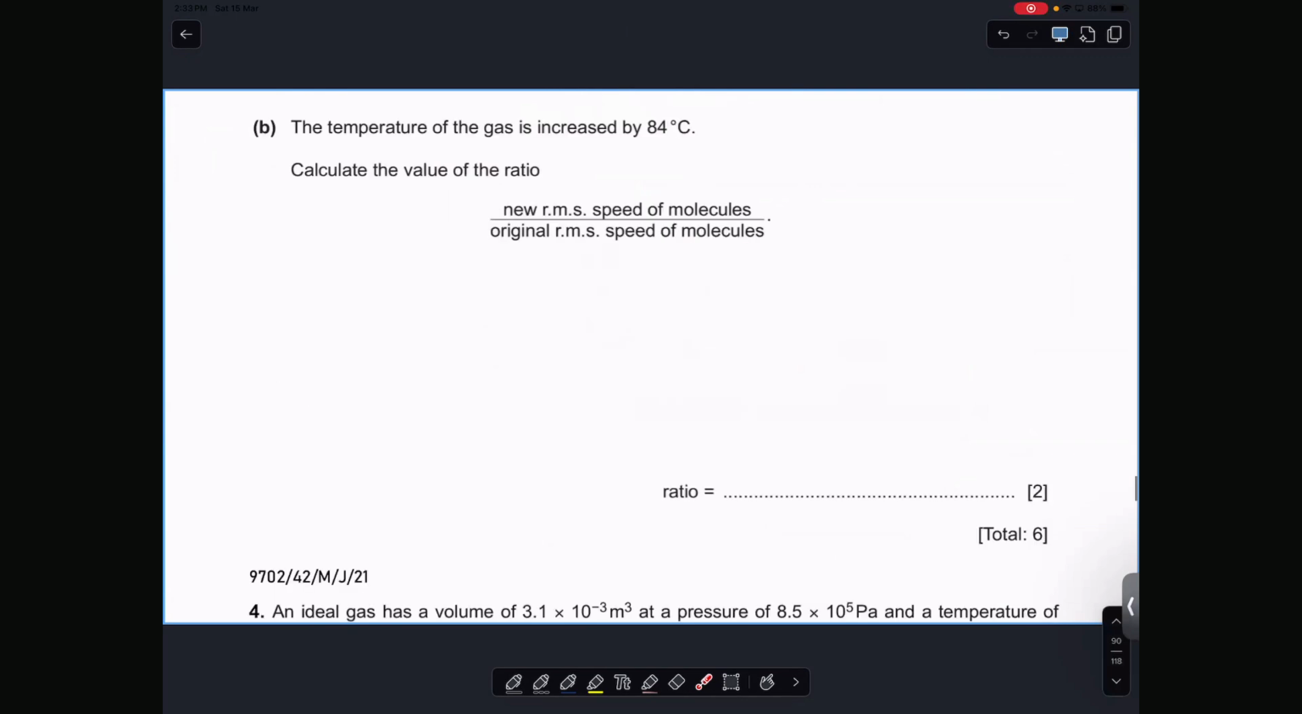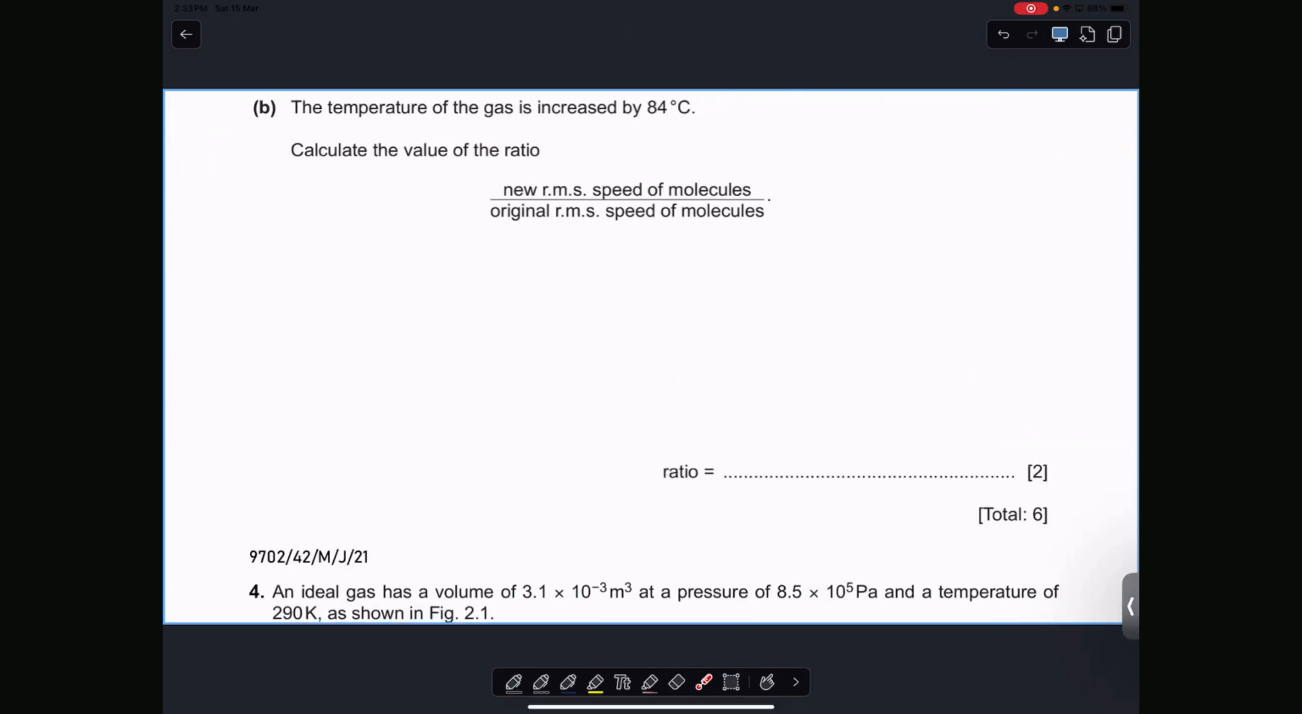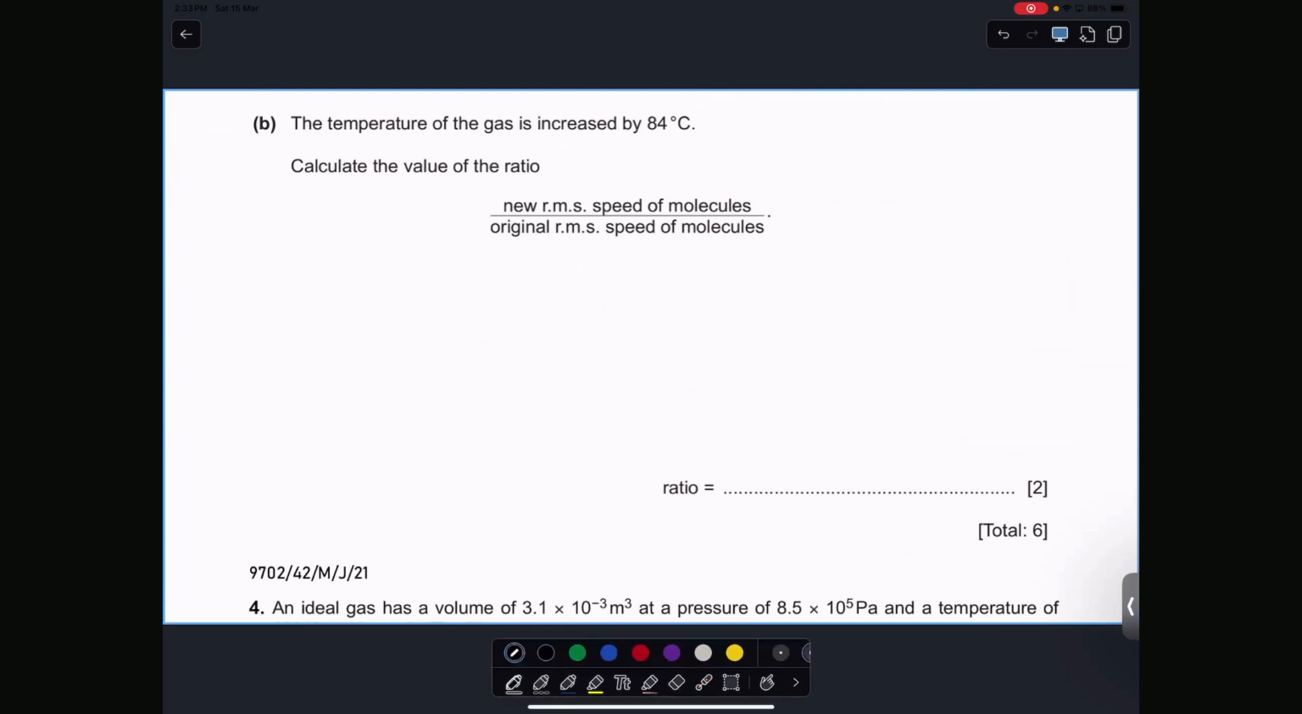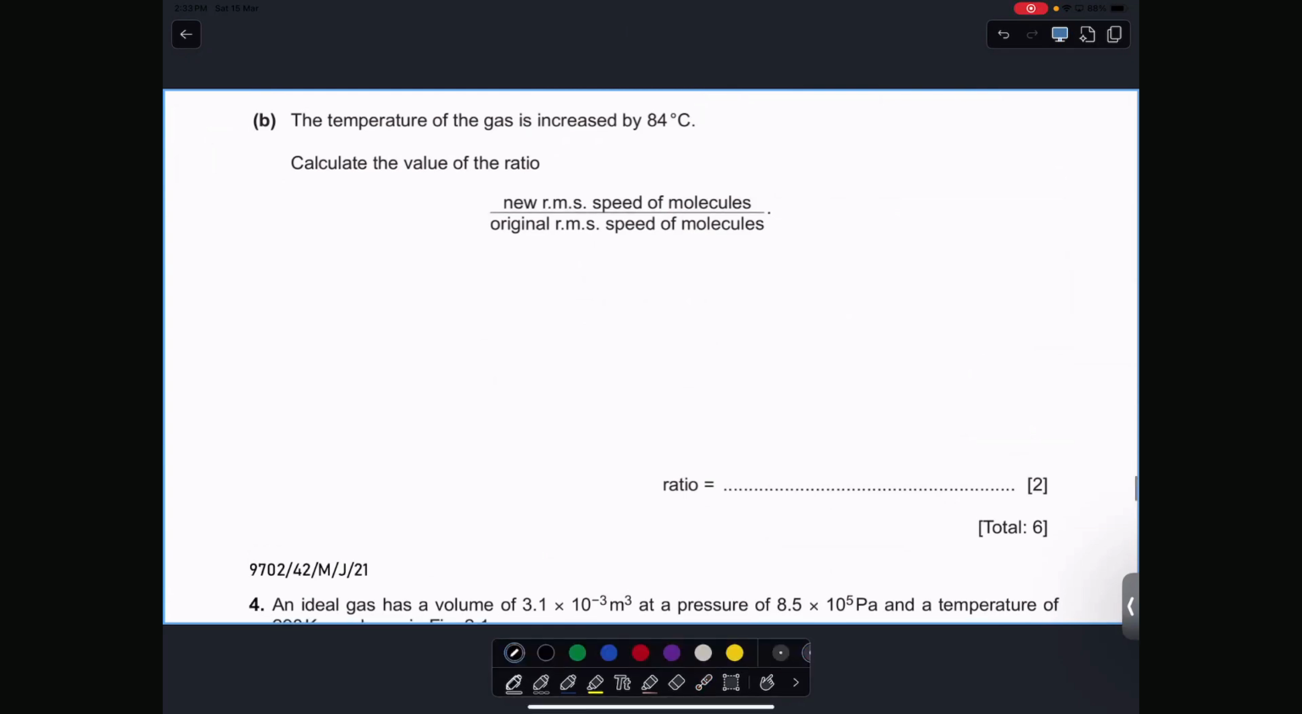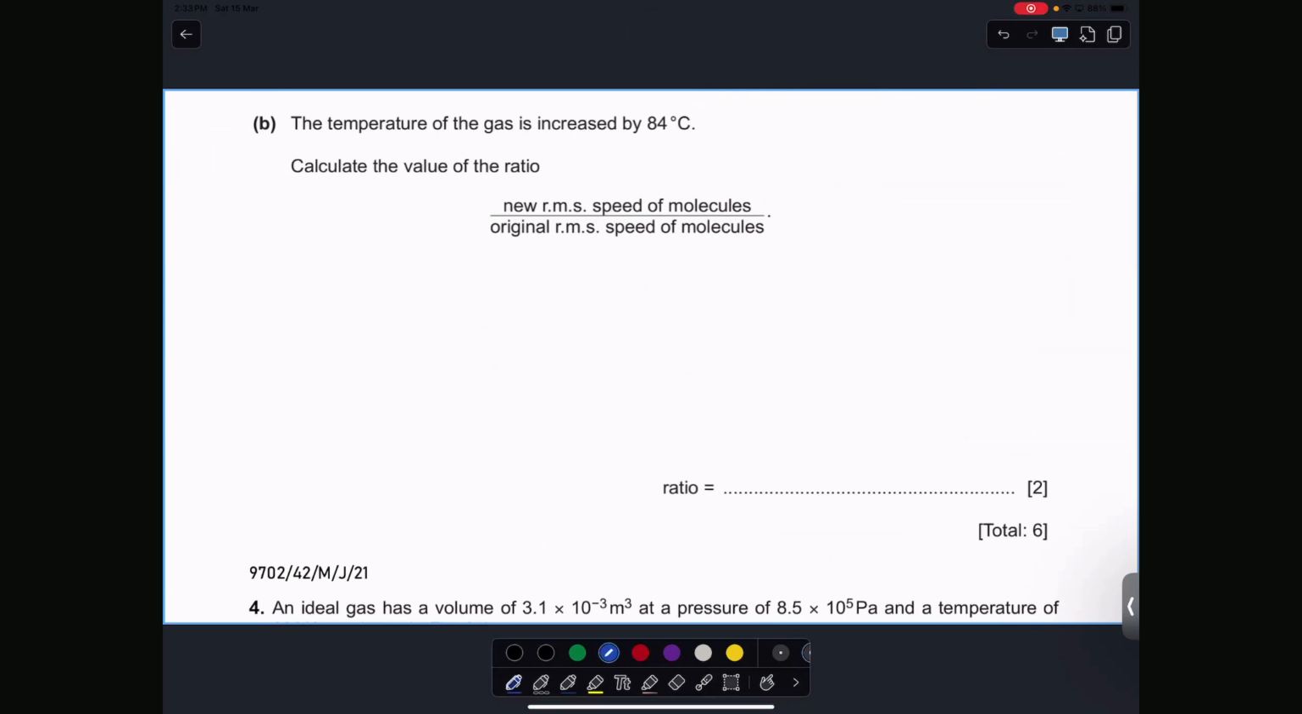It says the temperature of the gas is increased by 84 degrees Celsius. This is a good question. এটা সবাই একটু ট্রাই করো because তোমাদের রেশিও হচ্ছে খুবই hit and miss. মাঝে মাঝে পারো মাঝে মাঝে পারো না. So এখানে বলছে the original temperature of the gas was 21 degrees Celsius and it is increased by 84 degrees Celsius.